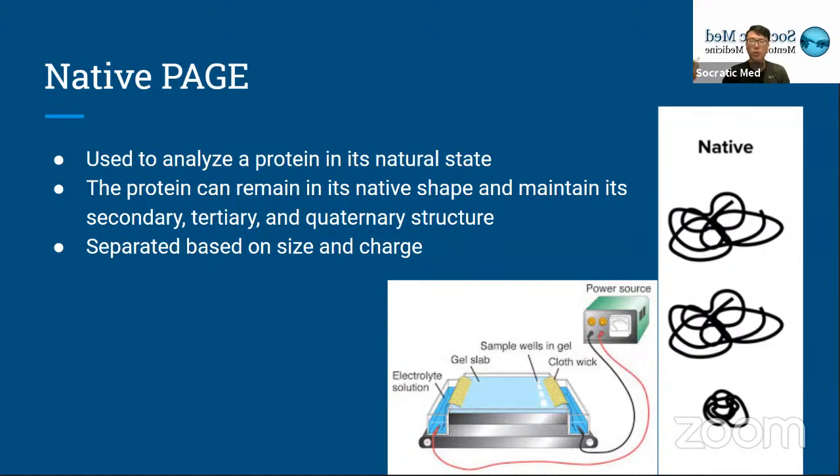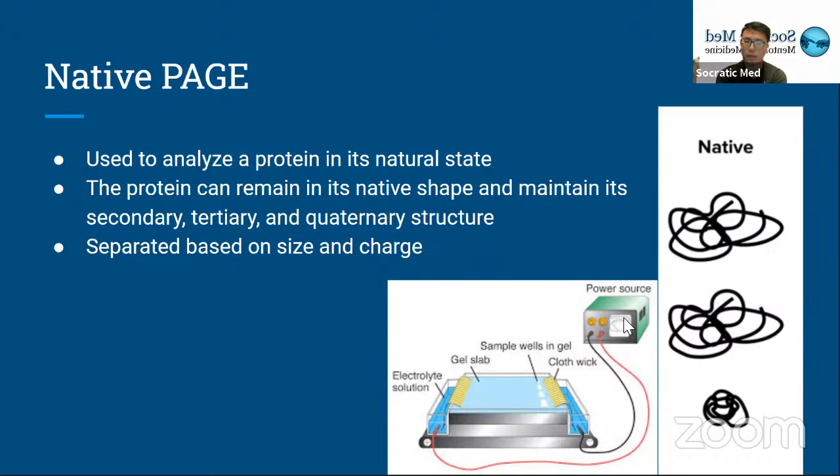The protein will remain in its native shape and maintain its secondary, tertiary, and quaternary structures, and the DNA and RNA will keep their original shape and structure as well. This separates the substances based on their size and their charge. So as you see at the bottom, that's the general setup for gel electrophoresis.